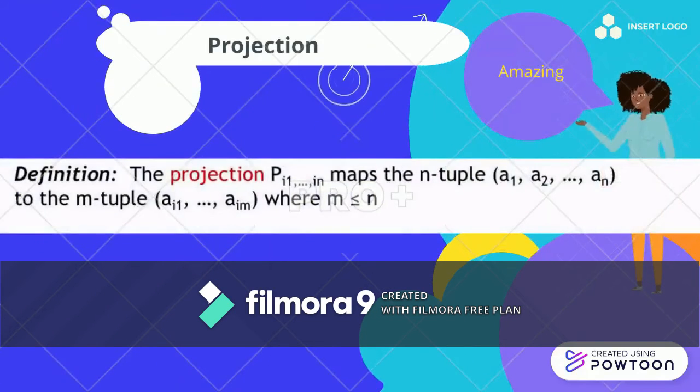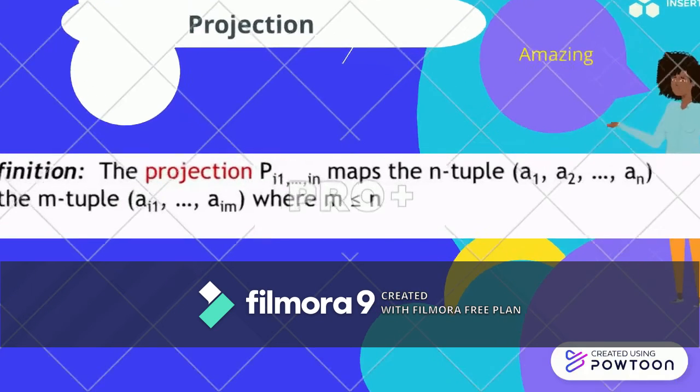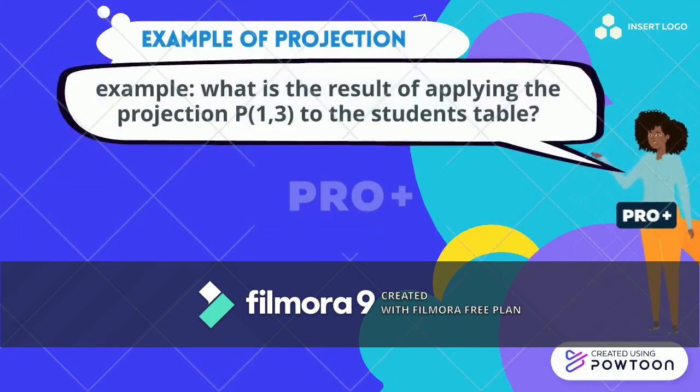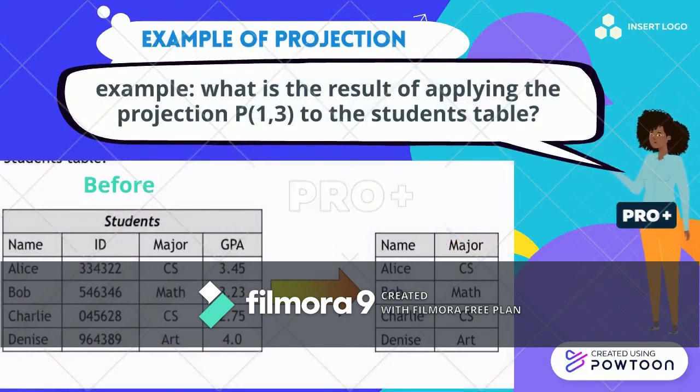The definition of projection. The projection P i1 until i m maps the n-tuple (A1, A2 until An) to the m-tuple (A i1 until A im), where m is less than n. Okay, let's take a look at the example. What is the result of applying projection P1,3 to the student table? So this is the before projection and this is the after projection.